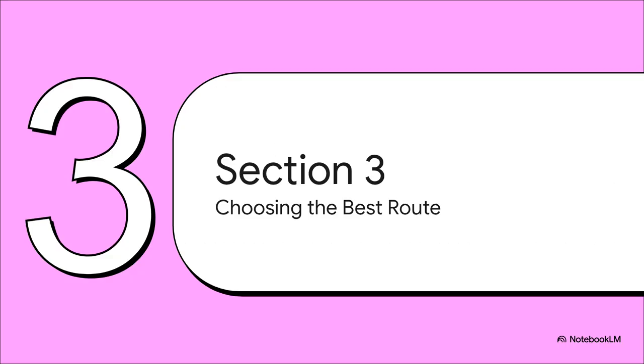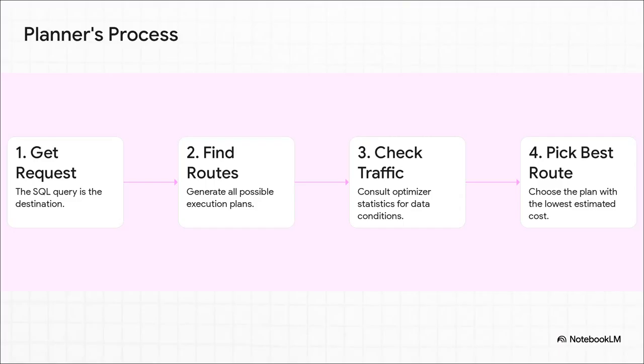All right, section 3, choosing the best route. So the optimizer has all these potential paths, and it has to pick the cheapest one. Let's look at how it actually decides. It follows a pretty logical 4-step process. First, it gets your travel request. That's your SQL query. Step 2, it brainstorms all the possible routes, which are technically called execution plans. Then, and this part is absolutely crucial, it checks the latest traffic reports and road conditions, which we call optimizer statistics. And finally, after weighing all the options, it picks the route with the lowest calculated cost.